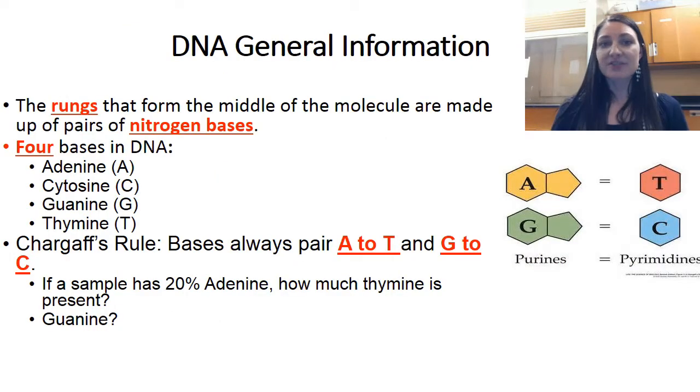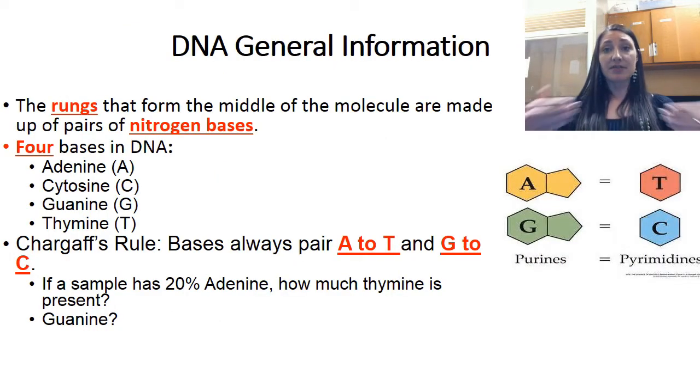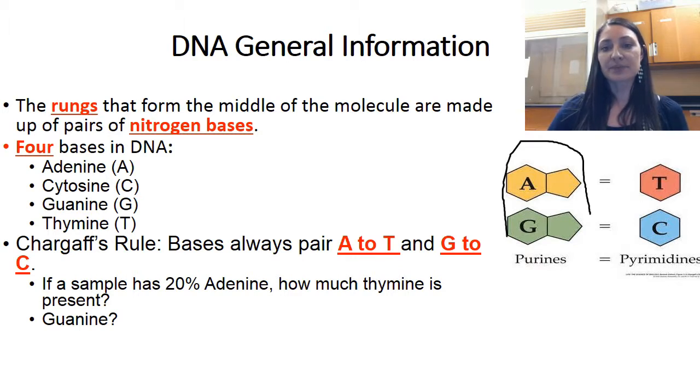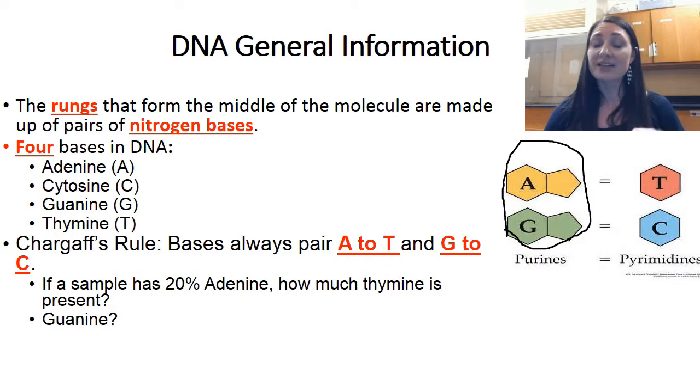As we just said on the previous slide, the rungs in the middle of that piece of DNA are made up of nitrogen bases. The four bases are adenine, cytosine, guanine, and thymine. Adenine and guanine are called your purines. The way I remember this is that Ag is the symbol on the periodic table for silver, and silver's pure. And then the other two are just pyrimidines. I don't have anything good for that.